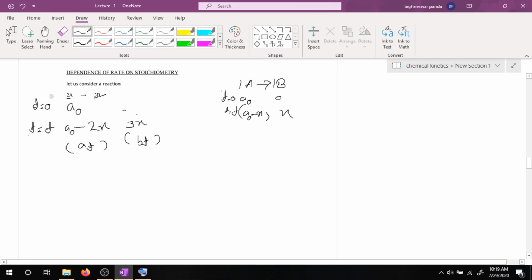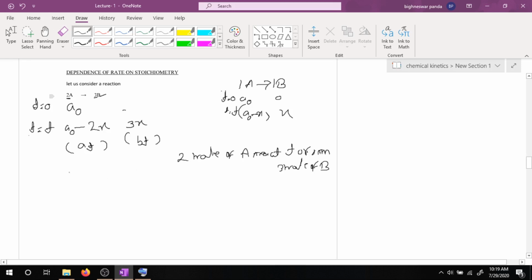Since 2 moles of A react to form 3 moles of B, 2x amount of A will be dissociated and 3x amount of B will be formed.